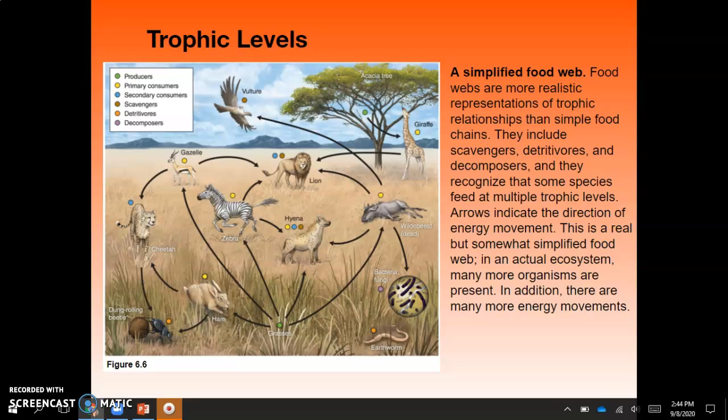So here is another simplified food web. It's color-coded for you to tell you what each organism is. The yellow is the primary consumer, the green is the producer. We can see the acacia tree there is green. Our giraffes, our zebras, our gazelles are primary consumers. The blue is going to be our secondary consumers, and then we also have scavengers, detritivores, and decomposers as well.